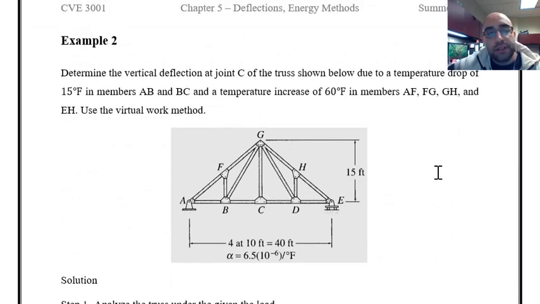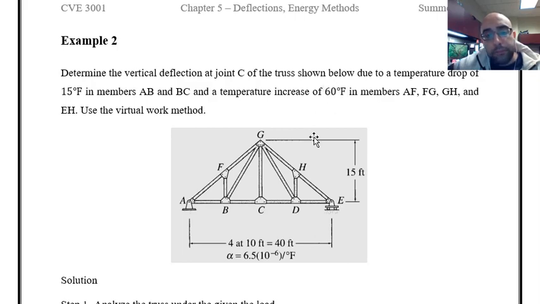And the question is asking about finding or determining the vertical deflection at joint C, this joint over here, because of a temperature change, which is a drop of 15 Fahrenheit degrees in temperature in members AB and BC, and a temperature increase in members AF, FG, and GH, and the amount of increase is 60 degrees Fahrenheit.